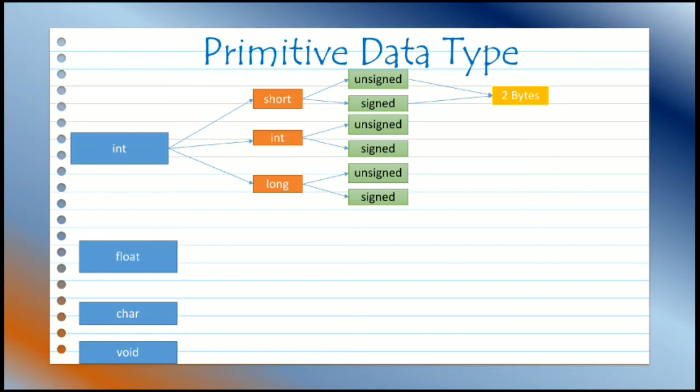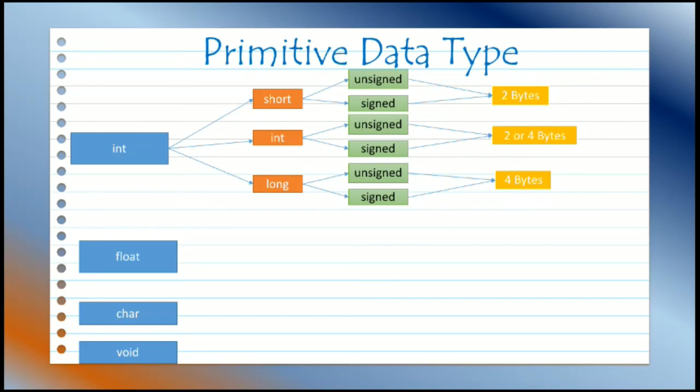Integer takes 2 bytes or 4 bytes. Whether it is signed or unsigned, it takes 2 bytes or 4 bytes. Long integer takes 4 bytes to store data. Whether it is signed or unsigned, it takes 4 bytes.